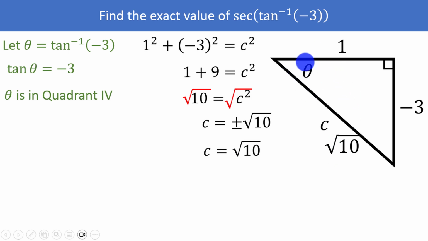So secant of theta is hypotenuse over adjacent. Since cosine of theta would be adjacent over hypotenuse, secant of theta is the reciprocal function. It's going to be hypotenuse over adjacent. So our answer is going to be the square root of 10 over 1, or just the square root of 10. Secant of this whole thing is theta, right? This is theta, so secant of theta is the square root of 10. And we are finished.